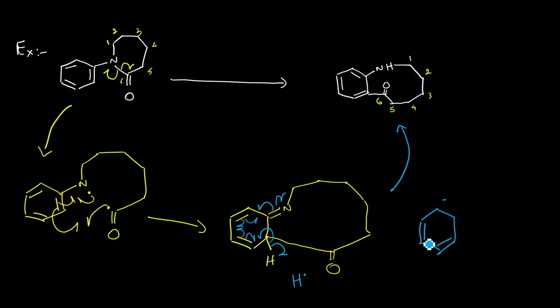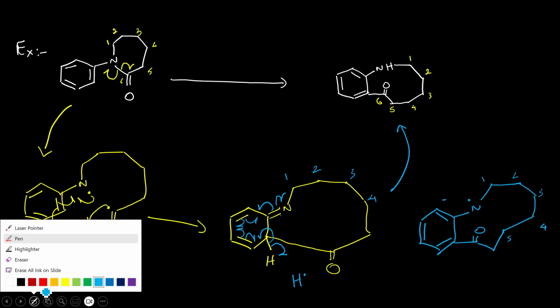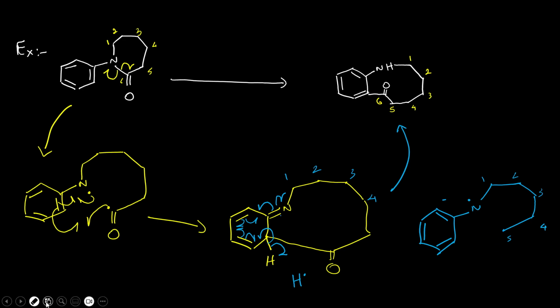Now we have a bond here, and we have a bond here. Here we have a nitrogen, and we have a radical here. 1, 2, 3, 4. 1, 2, 3, 4. So here 1, 2, 3, 4, and we need another carbon. Let's take 5 and 6. Okay, this is the structure.